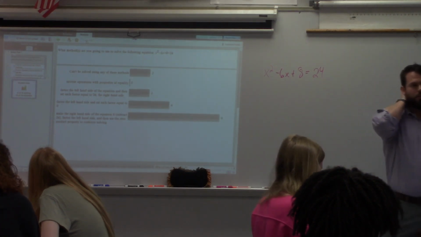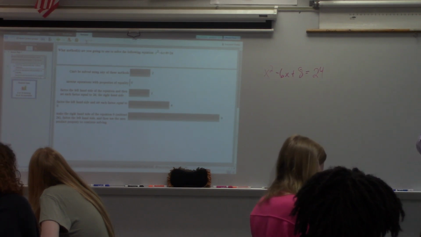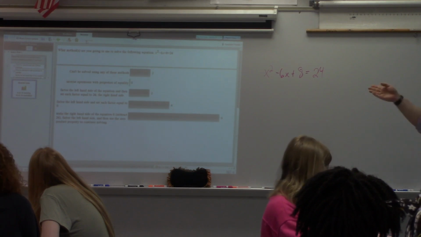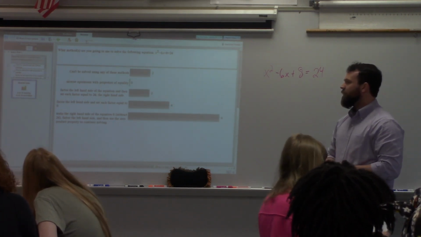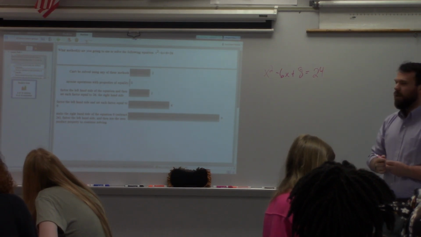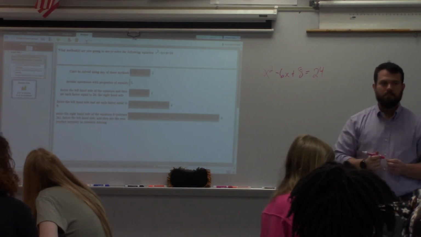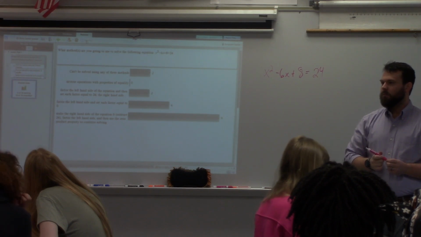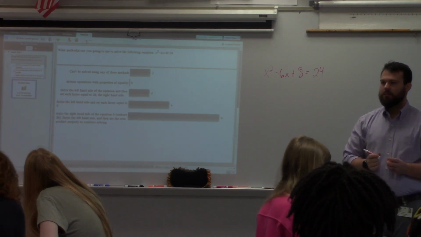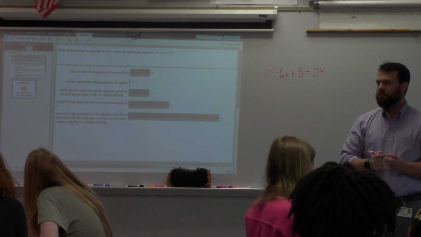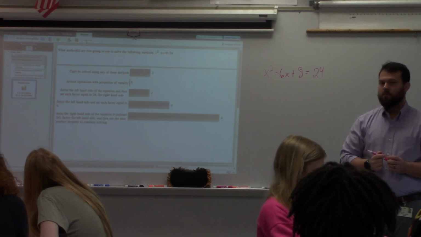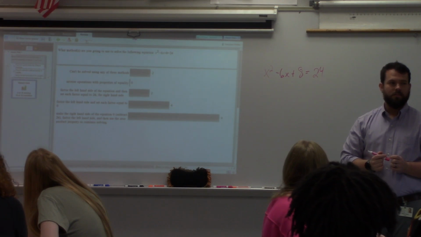Why not? Someone who put something else, push back on that answer choice. The third answer choice was factor the left-hand side of the equation and then set each factor equal to 24, the right-hand side. Can someone push back on why most of us did not put that answer choice? We don't know why we didn't put that answer?